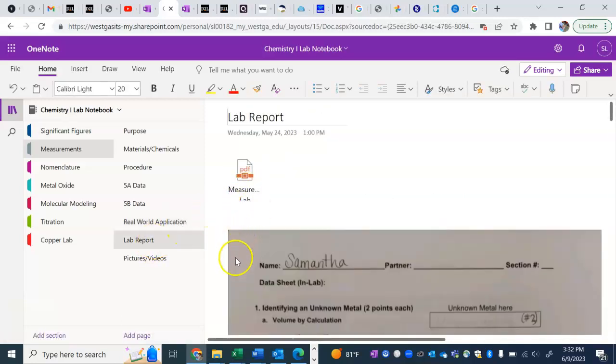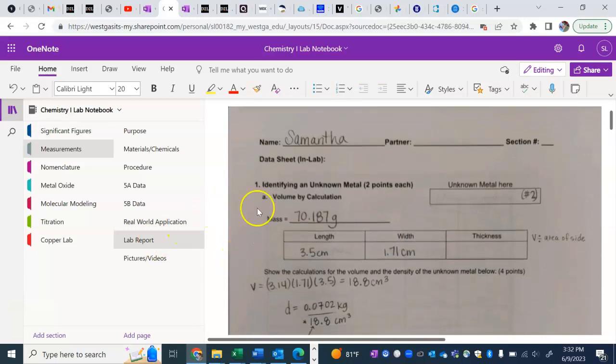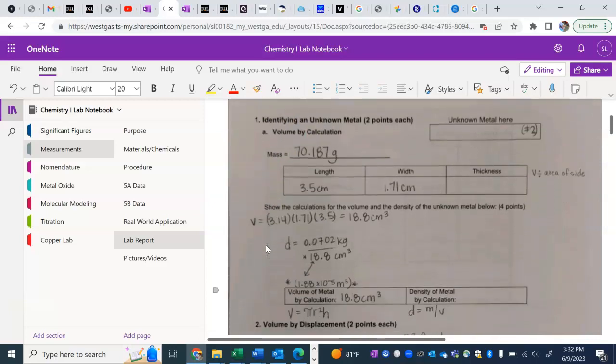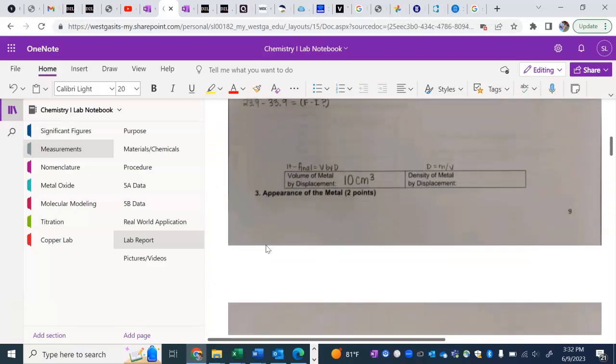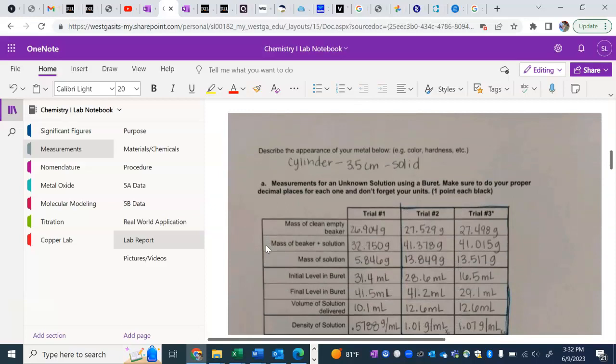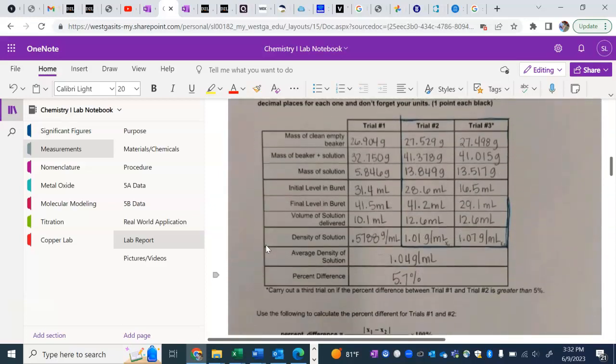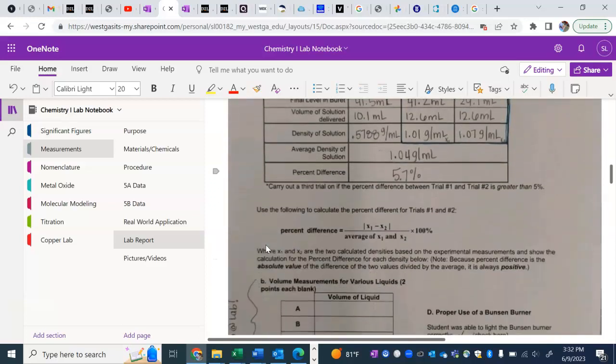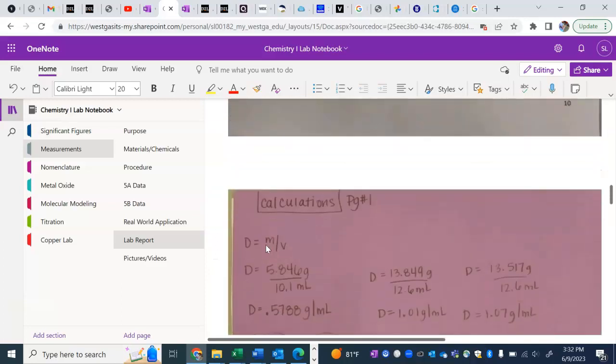And then I have my lab report. The lab report is the data sheet, the in lab, and it might say lab report. Now, this is an old one. This is the one I did originally, as a student. I did another one, the one that you guys did today, as an instructor.